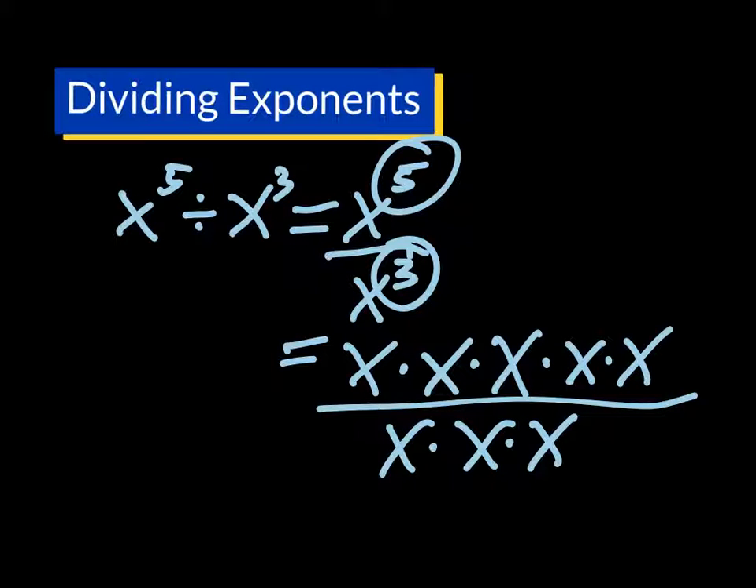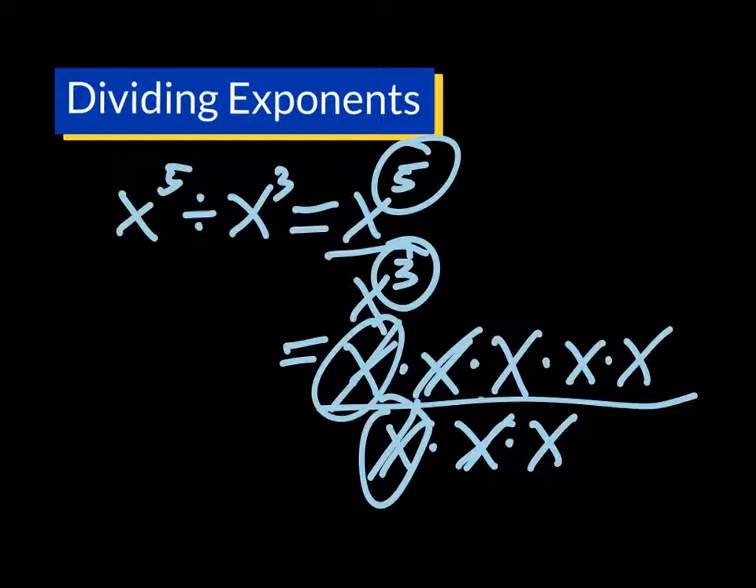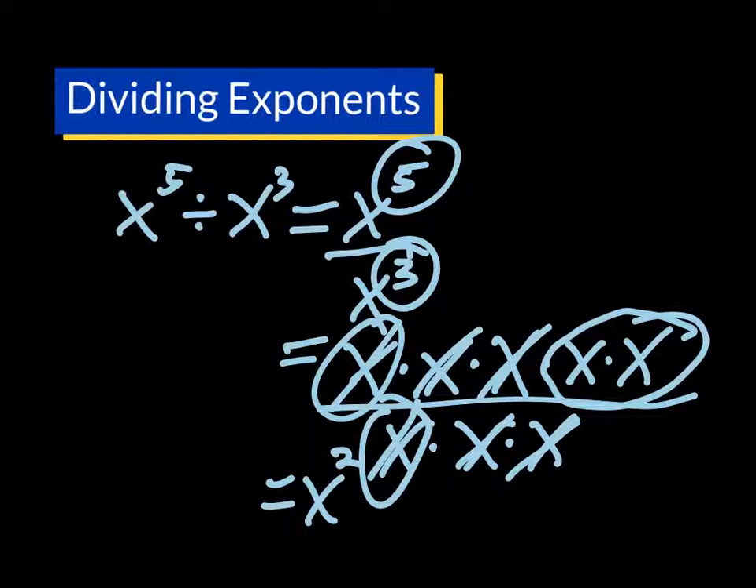Now we know that x over x is the same thing as 1, right? So therefore we can simplify or cancel these x's. So I can cancel the first x on the top and the bottom because x divided by x means 1. Then I can cancel again, and then I can cancel again. And now I have just 2 x's left over. So x to the fifth divided by x to the third is going to be equal to x squared.